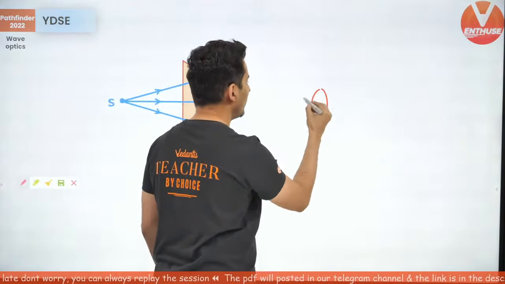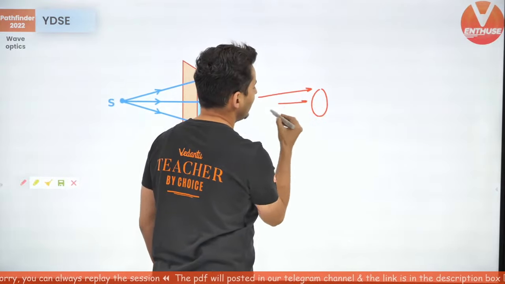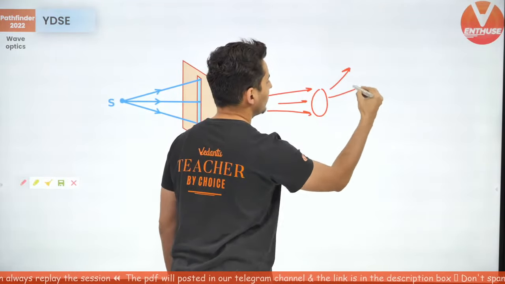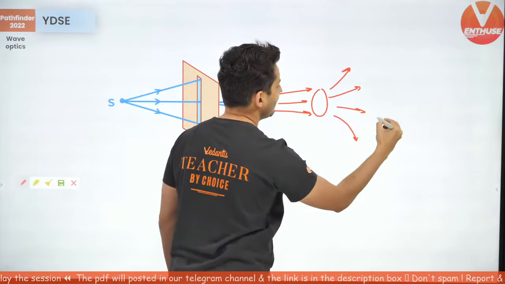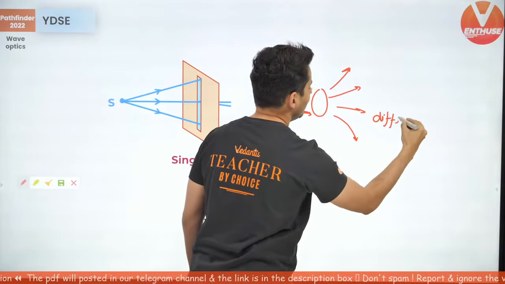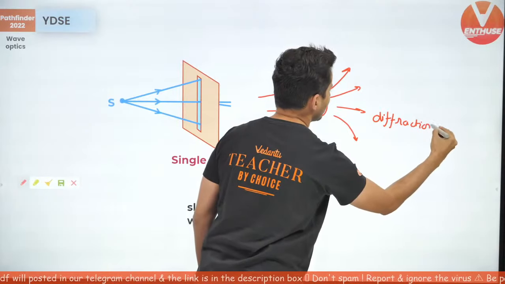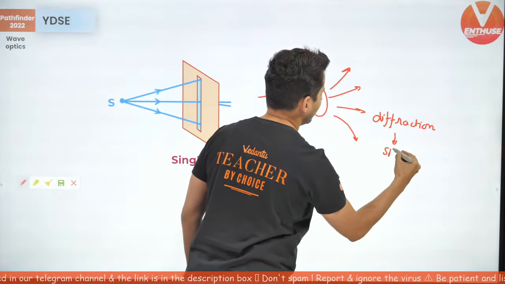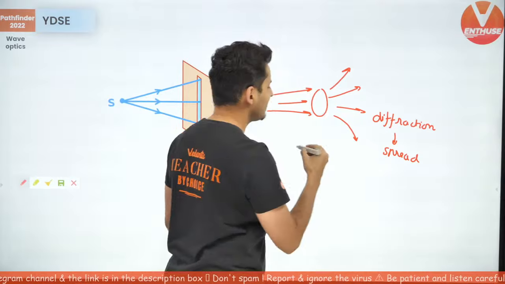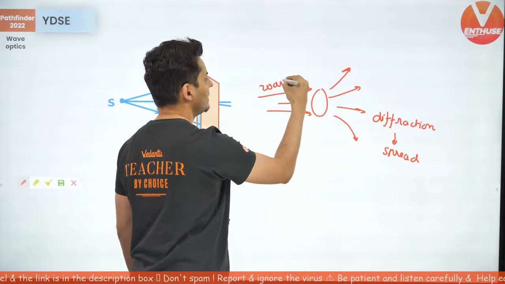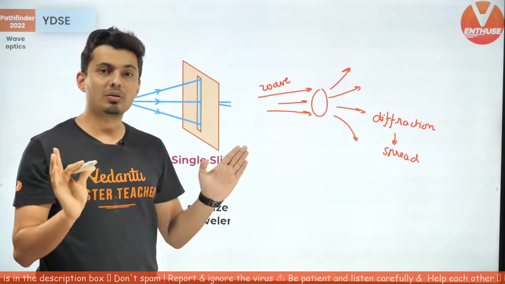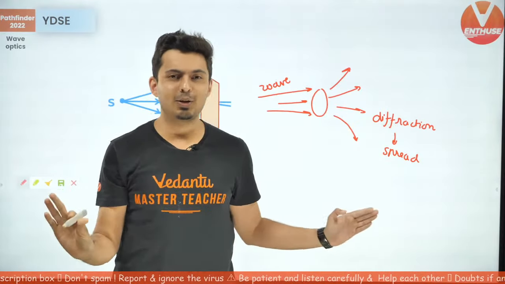So if you have an opening over here and the light rays are coming like this, after passing through that hole, the light will spread everywhere. That is basically the diffraction. So diffraction is nothing but the spread of light. The light spreads, and this is a property of any wave. This is also true for sound. This is also true for light, any kind of wave.